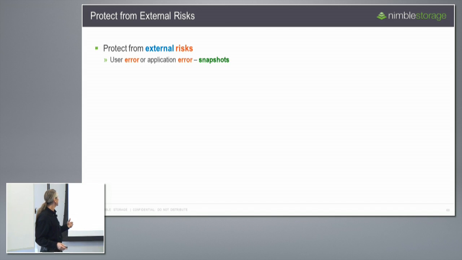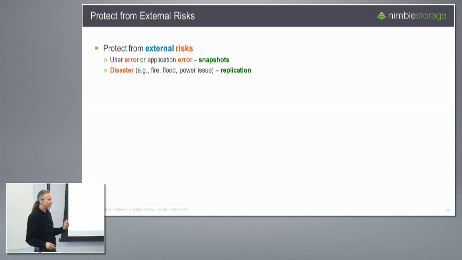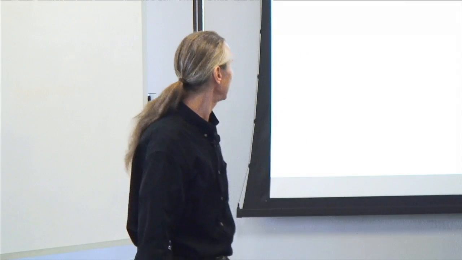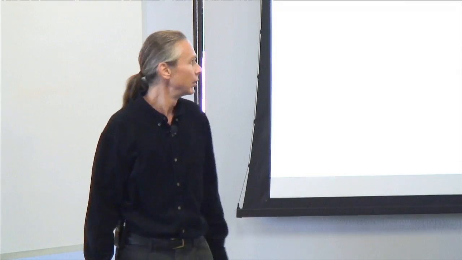So, for example, if there's a user error or application error, snapshots are used to recover. If there's a disaster, say fire, flood, or a power outage, we use replication to a remote data center. And the snapshots are copy on write or redirect on write? Redirect on write. That's right. And I'll talk a little bit more about snapshots. And data theft is another external risk, so we offer encryption to protect from that.